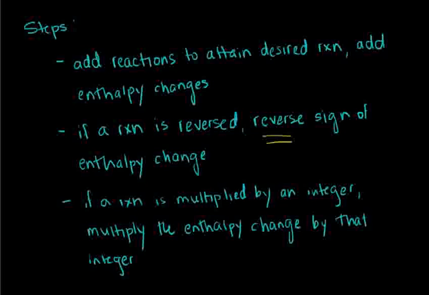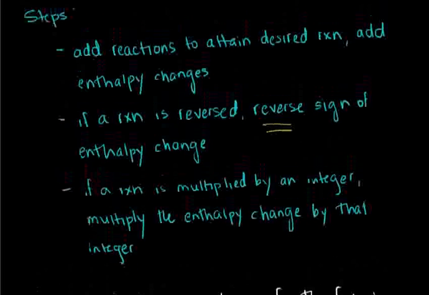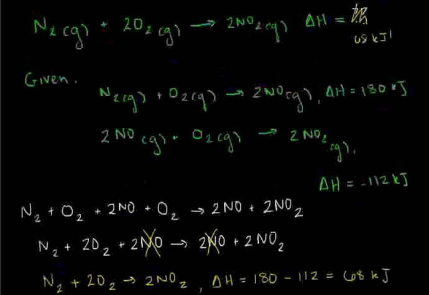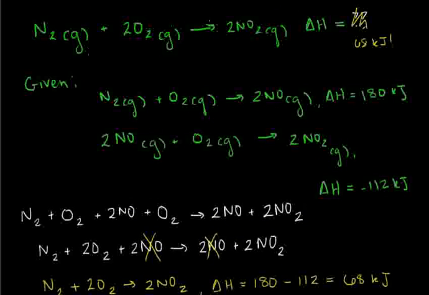That's sort of intuitive. And finally, if a reaction is multiplied by an integer, you have to multiply the enthalpy change by that integer. So maybe we had in this reaction, I don't know, 4 moles of nitrogen dioxide and 4 moles of oxygen and 2 moles of nitrogen dioxide. To get the enthalpy change of that reaction, since we multiplied every coefficient by 2, we would have to multiply this enthalpy change by 2 to get the net enthalpy change.